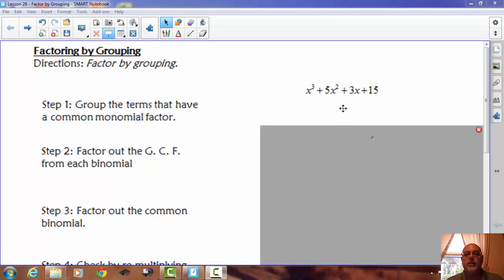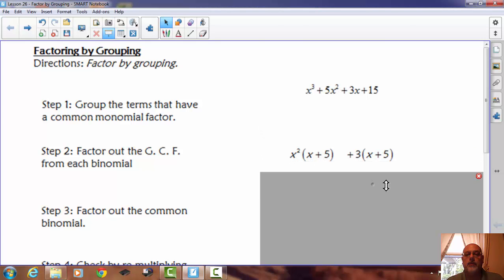Now what might help is if you draw a line straight down right here after the second term before the sign, whether the sign is plus or minus. Okay, so it divides it into 2 problems really. On the left side, the greatest common factor is x squared. When you factor that out, it leaves you with x plus 5.